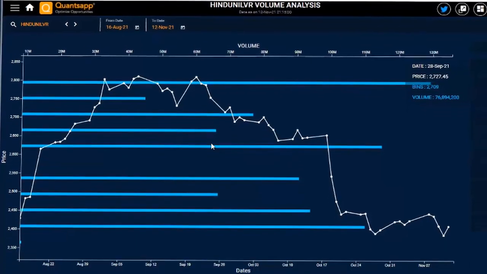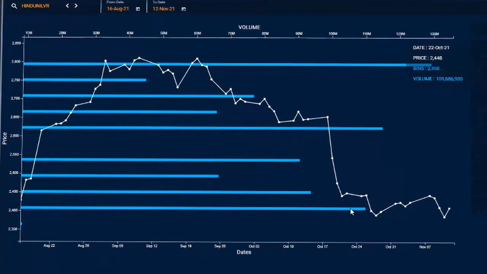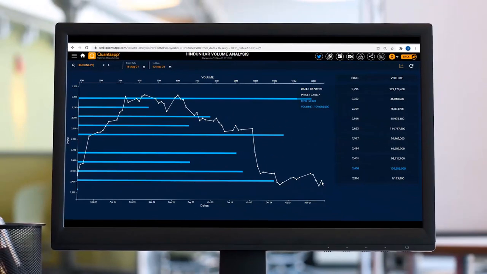If you see, this is where the heaviest volume was observed in Hindustan Unilever, in the 2400 bin. And right now, as I'm recording this video on 13th of November, Hindustan Unilever is trading almost at its vital level, which is acting like a support. The instrument has rarely dropped below this level, which is the lowest support level for Hindustan Unilever. So we can expect a bottom to be created at this particular level in HUL.